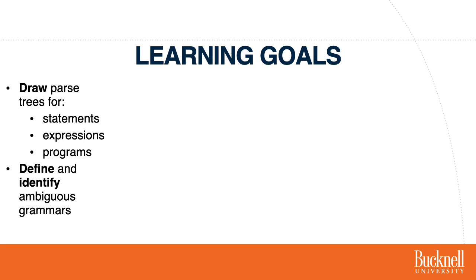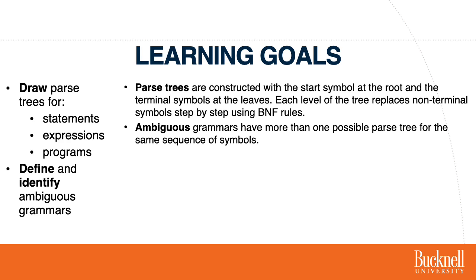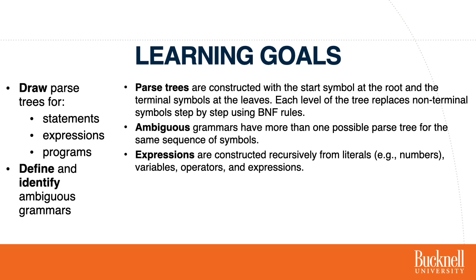So the learning goals for this lecture are to be able to draw parse trees for statements, expressions, and programs, and to define and identify ambiguous grammars. Parse trees are constructed with a start symbol at the root and the terminal symbols at the leaves. Each level of the tree replaces non-terminal symbols step by step using BNF rules. Ambiguous grammars have more than one possible parse tree for the same sequence of symbols.